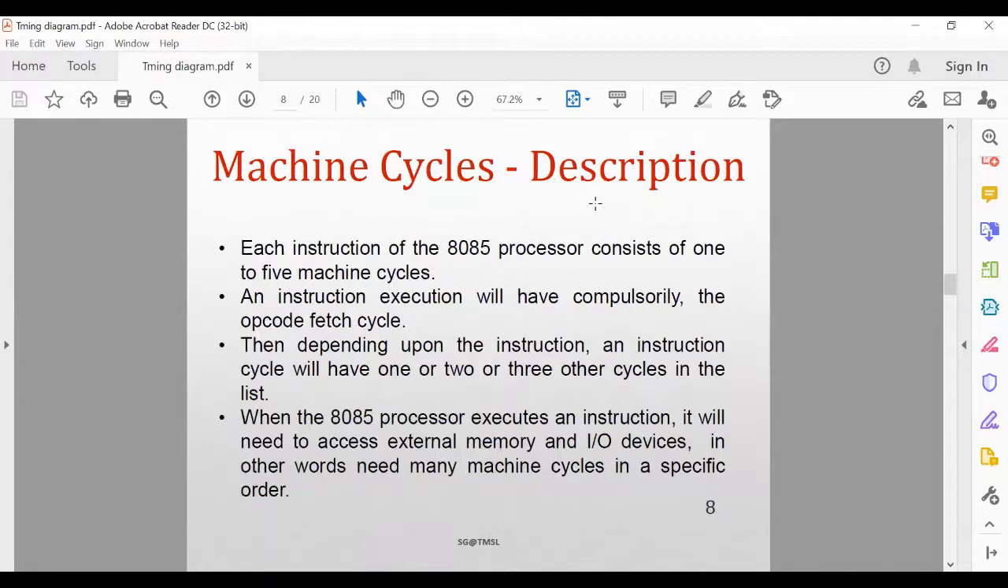So now the machine cycle description. I have told you earlier that each instruction of the 8085 consists of 1 to 5 machine cycles, and instruction execution will compulsorily have the opcode fetch machine cycle as the first machine cycle for every instruction. Then, depending upon the instruction, we'll have one or two or more other cycles in the list. So when the 8085 processor executes an instruction, it will need to access external memory or IO devices. In other words, it needs many machine cycles in a specific order.